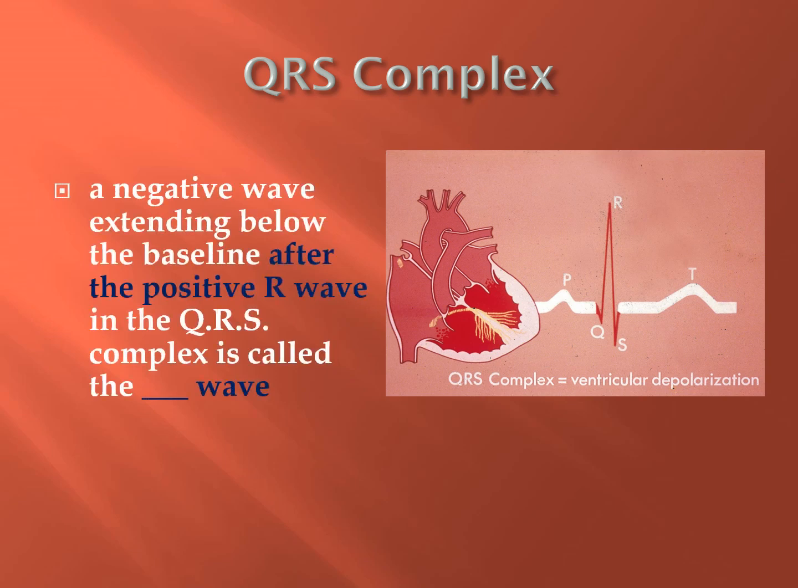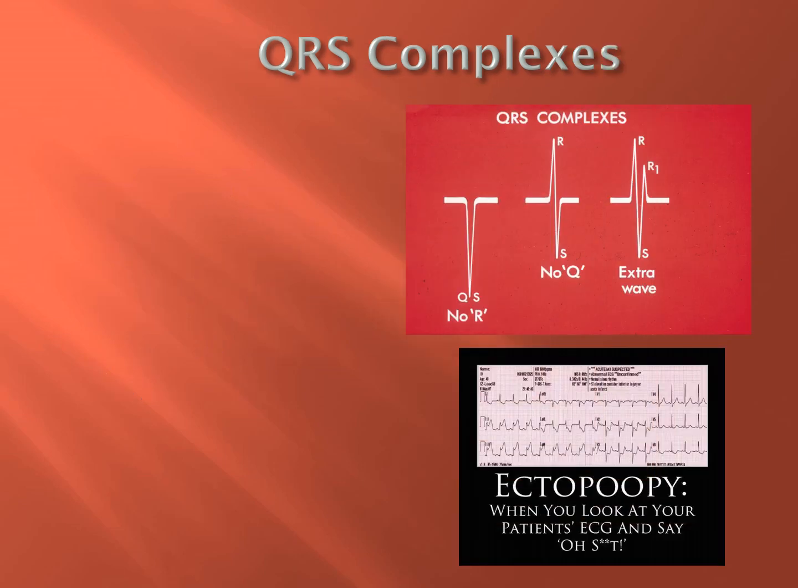When we finish with the R wave, a negative wave extending below the baseline after the R wave in the QRS complex is called the S wave, right? That's the last one that comes in that complex. The S wave is a negative, below-the-baseline wave.